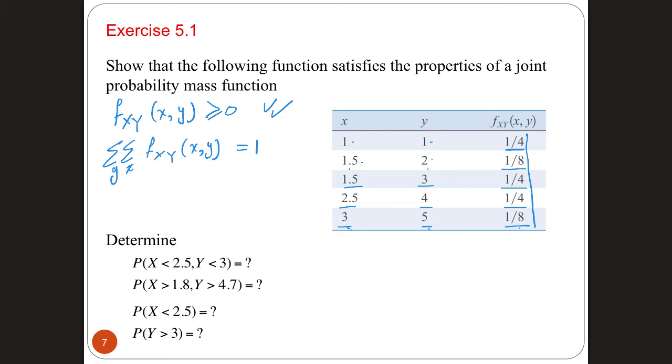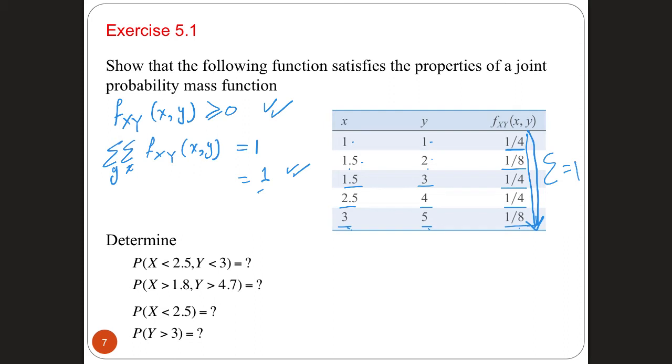The second condition, the sum of all these probabilities, because these are the probabilities of possible joint values of x and y. So you add all of these together, right? And when you add them together, the sum is going to be equal to 1. So the second condition checks out. 1/4 plus 1/4 plus 1/4, that's 3/4, plus 1/8 plus 1/8, which is 1/4, that's 4/4, which is equal to 1. So the sum over these is equal to 1, which means that the second condition is true, and this means that it satisfies the conditions of a joint probability mass function.